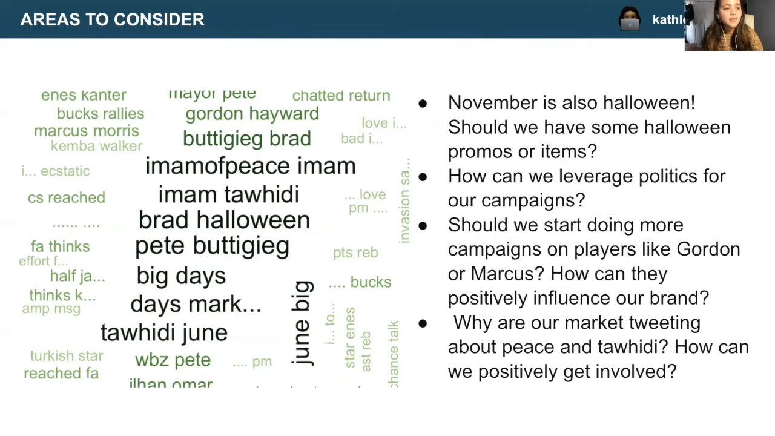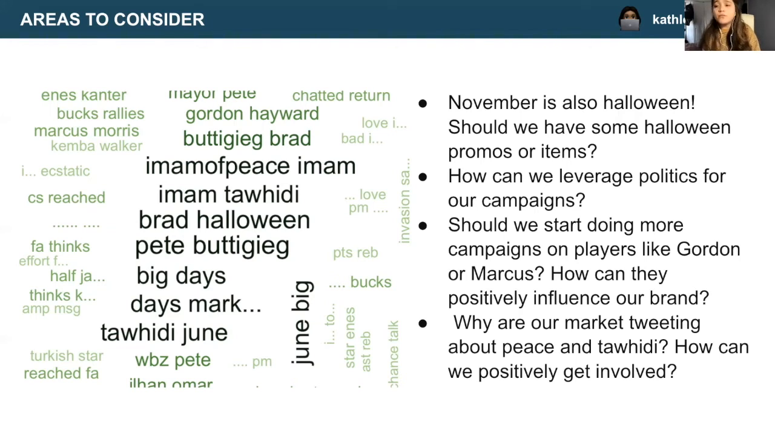The next thing I did was to create a word cloud to get the most commonly used words from the subset I picked. And these are some areas to consider, because these are like the sentiments of our market in order to know our market really well. So we can also get more insights from that. So we can see that our fans are tweeting a lot about Halloween, a lot about some players, and some other words that can be interesting, and we can formulate questions from it.